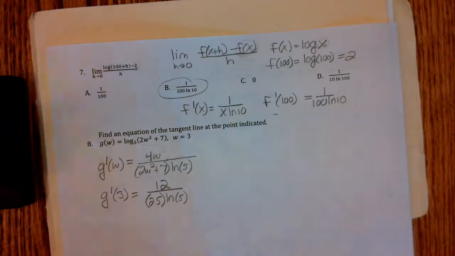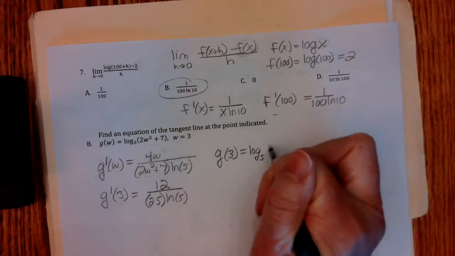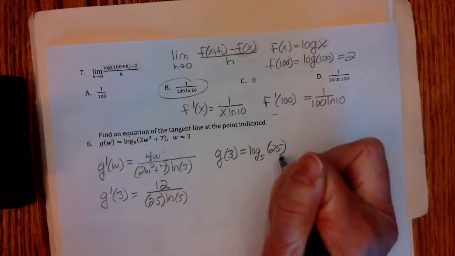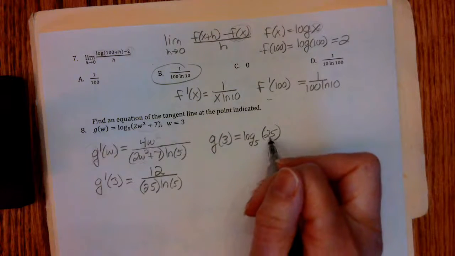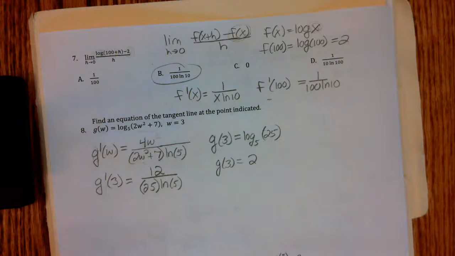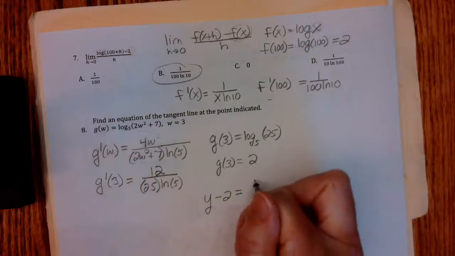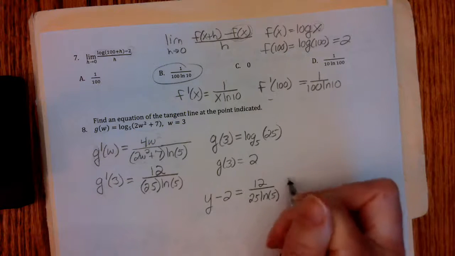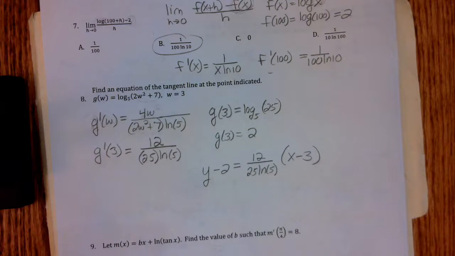There's our slope. Now we'll do g of 3, and g of 3 is log base 5 of, when we plugged in the 3 here, we had 25 in the derivative, so it would be 25 in the regular function. And then 5 to what exponent becomes 25? That would be the number 2. So g of 3 is 2. The equation of your tangent line: y minus 2 equals 12 divided by 25 natural log of 5 times the quantity of x minus 3, for the equation of the tangent line.